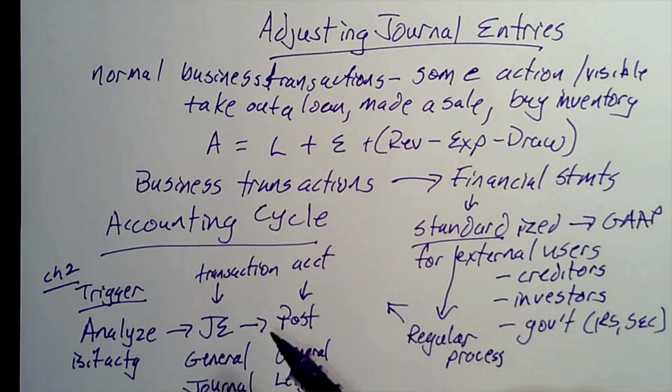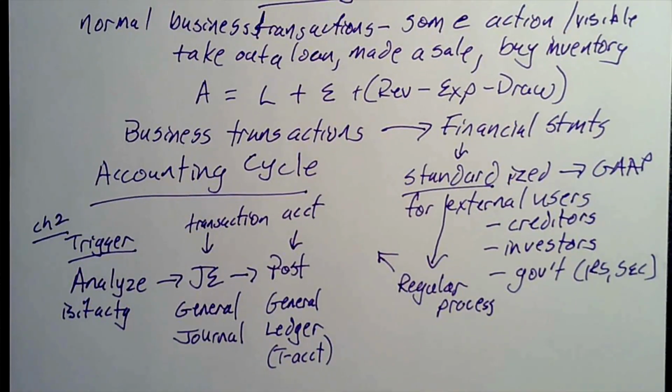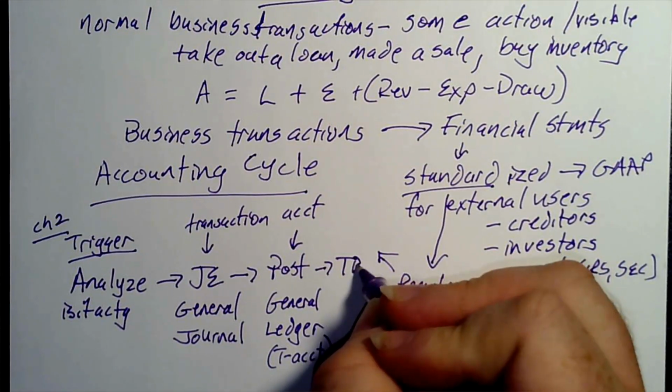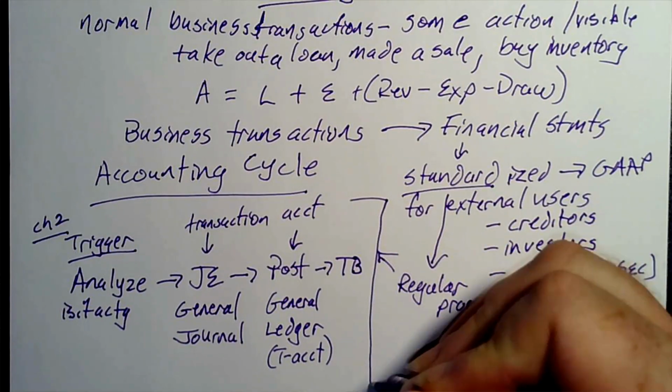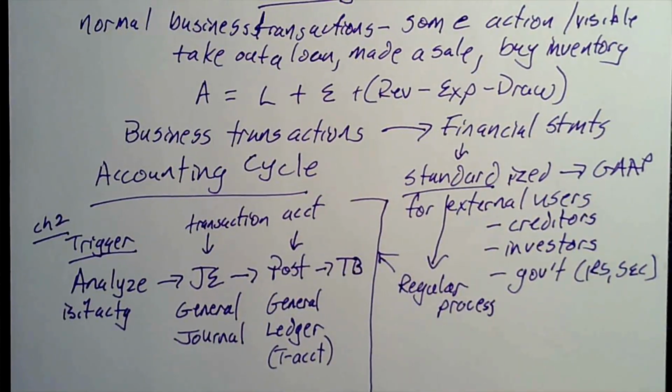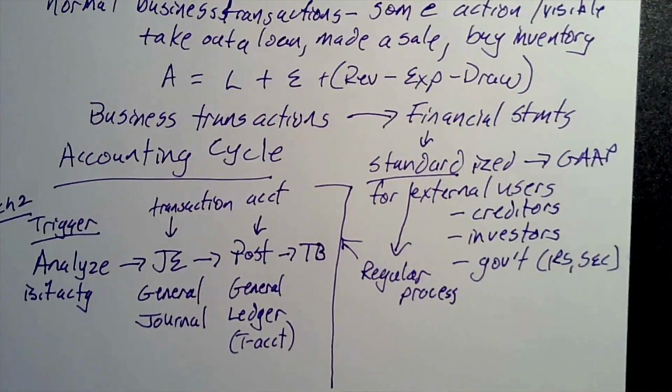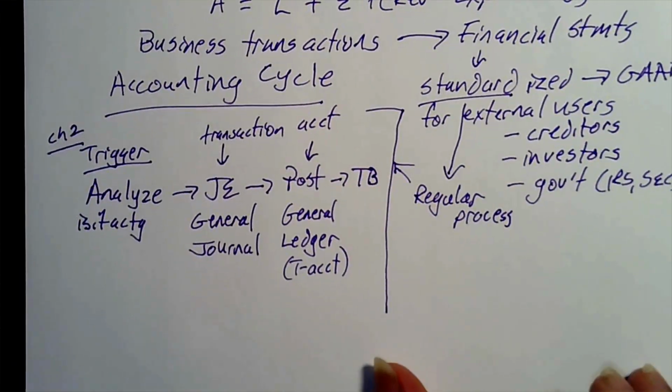In other words, all the cash items go together, all the inventory items go together, and then we put those on a trial balance. And that's where we ended up at the end of chapter 2. So that was chapter 2. So you notice we have 4 steps. Analyze, which is our trigger, journal entry, post, trial balance. Well, it may seem like we've got a lot of things, but really it's very repetitive.